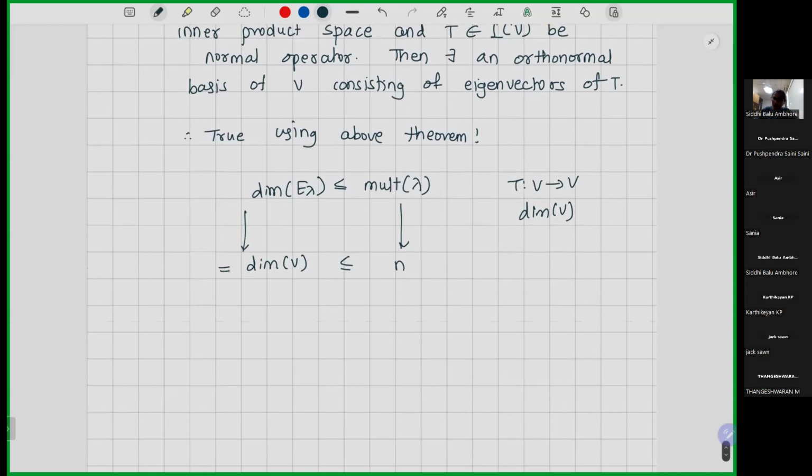But now we are given that all the eigenvectors are giving us the basis of V. So dimension of this V will be n, which is equal to n, and everything falls into place. Is it okay? If there are doubts, please let me know. I will again explain.